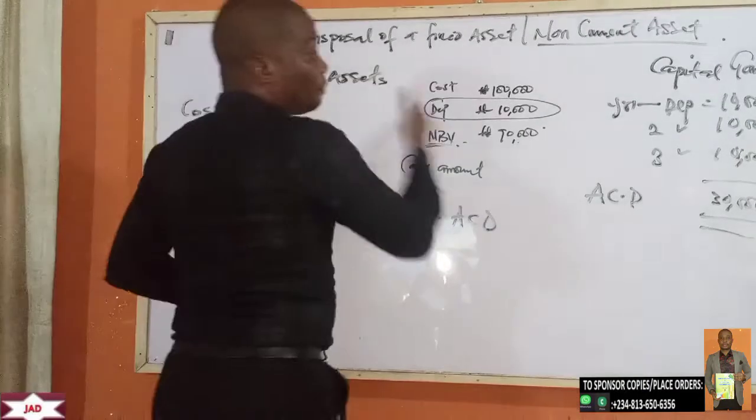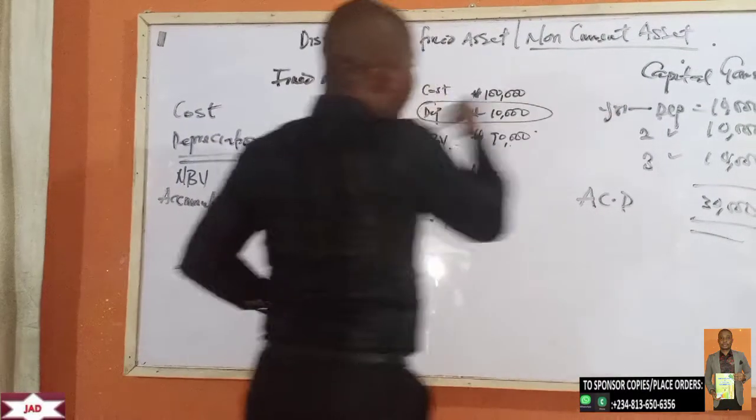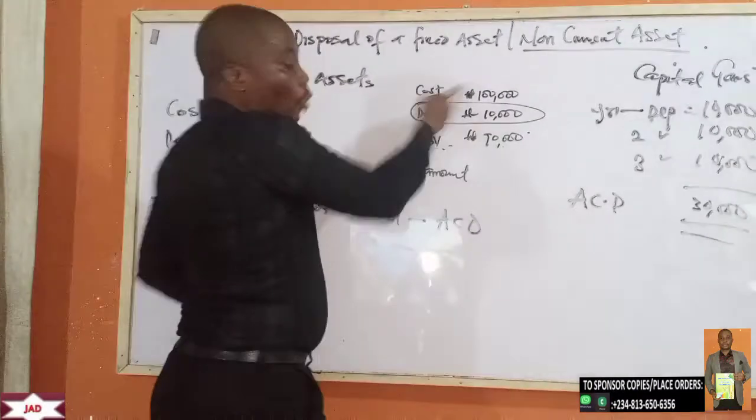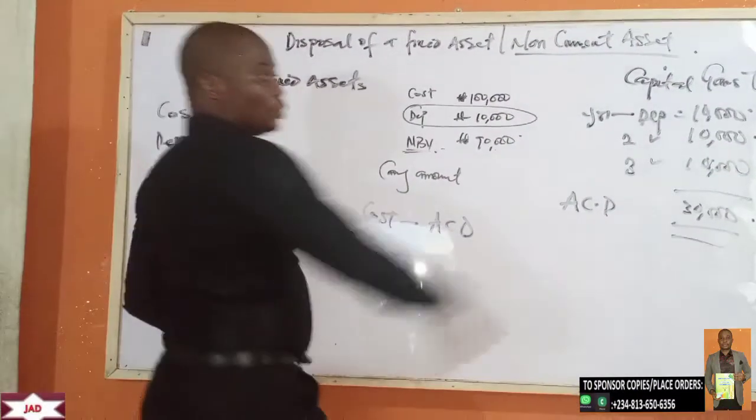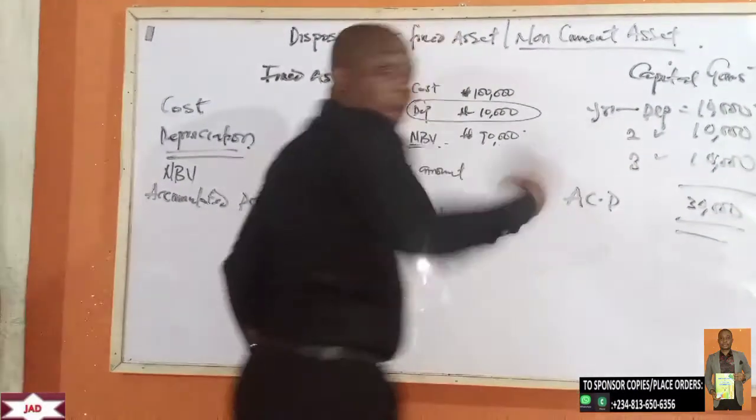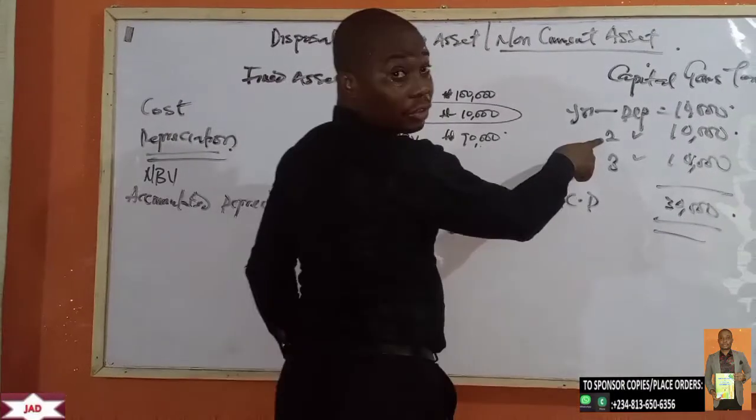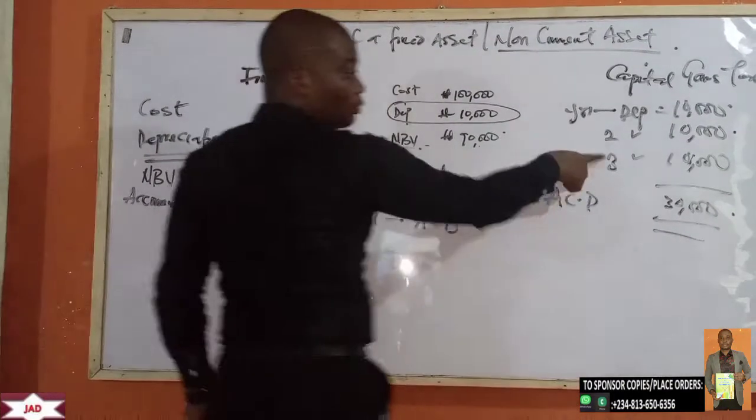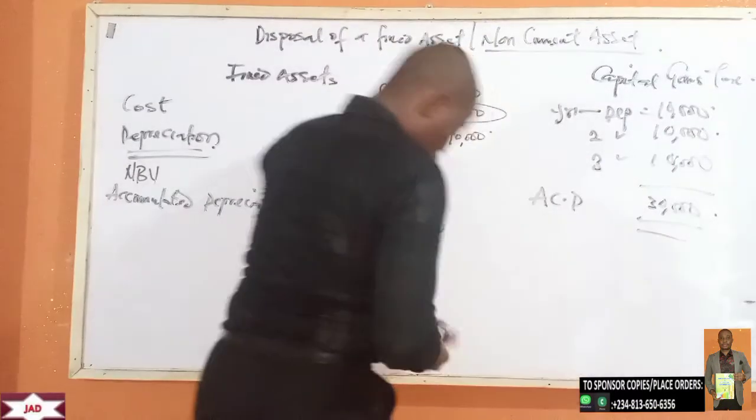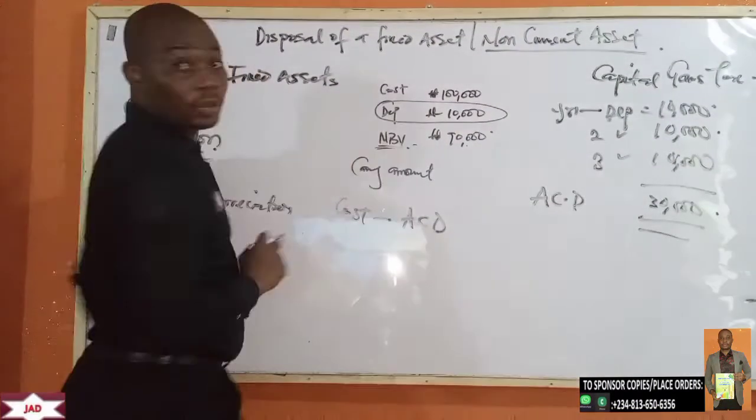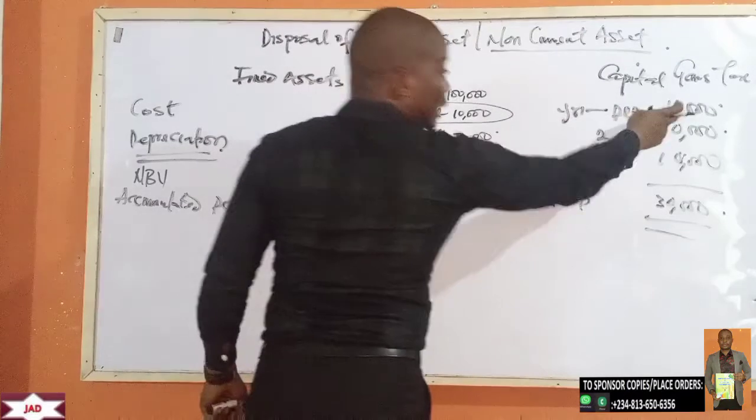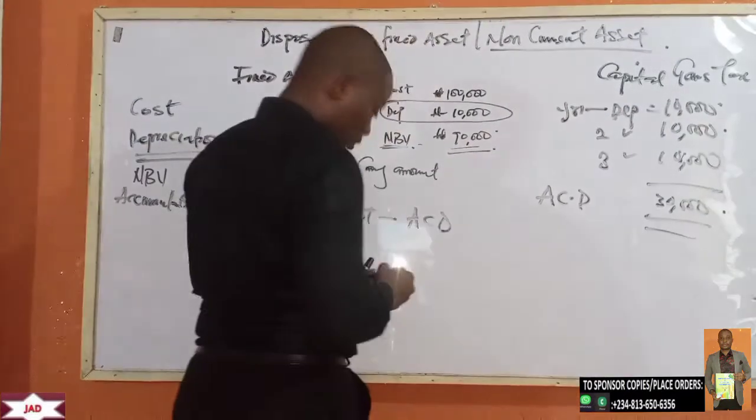So that means if you have year 1, the cost is 100,000. What is the net book value at the end of year 1? What is the net book value at the end of year 2? What is the net book value at the end of year 3? So let's just test. We have 100,000 as the cost. At the end of year 1, the net value was 90,000.